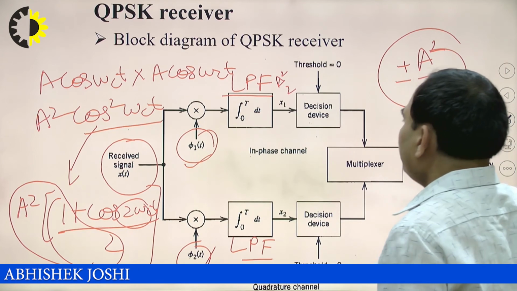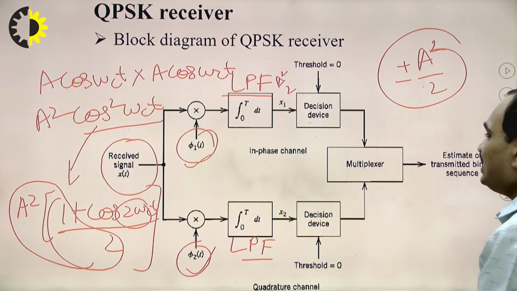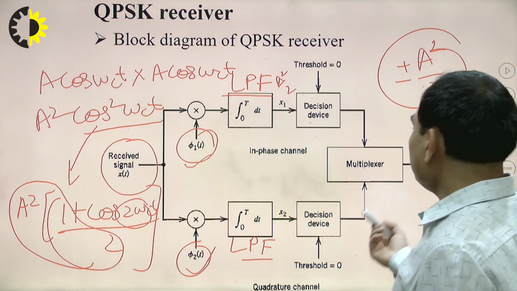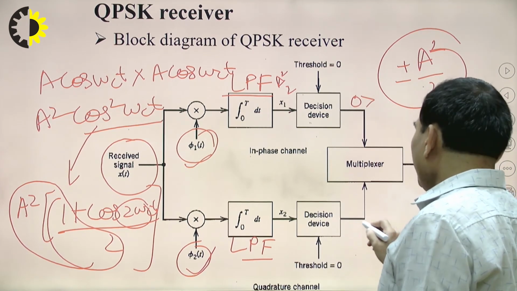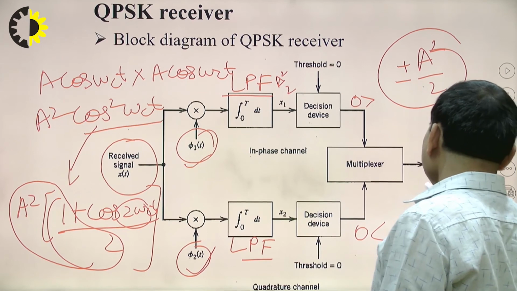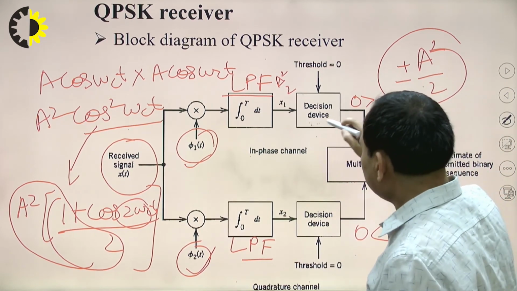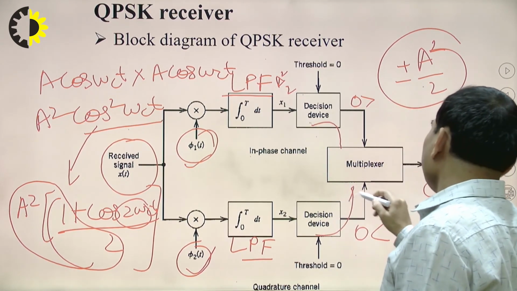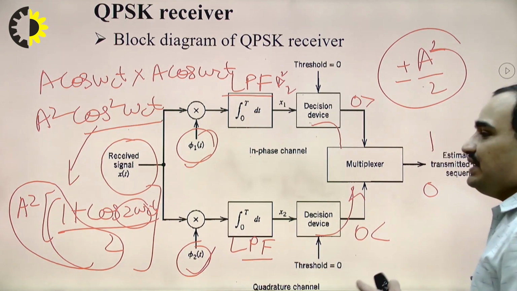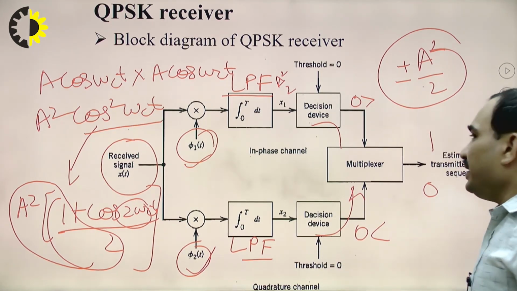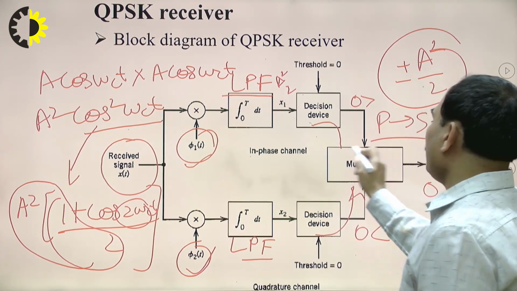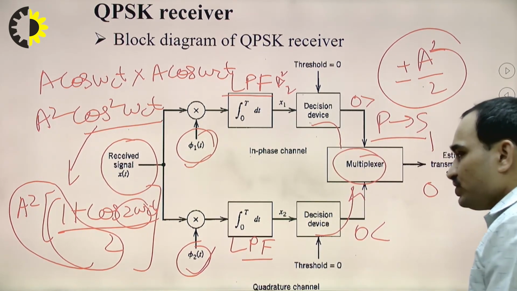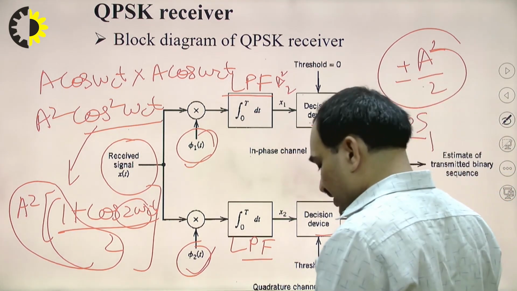And then we will take the decision whether the value is greater than 0 or less than 0. If the value is greater than 0, then we will call it 1. If the value is less than 0, we'll call it 0. So here we are using the decision device, then we are again multiplexing it so that these bits are converted from parallel to serial. A multiplexer is nothing but a parallel to serial converter. So we are using the multiplexer here.